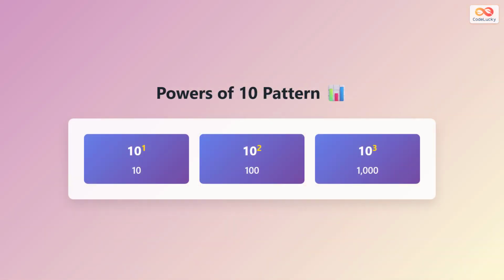Here's a pattern involving powers of 10. 10 to the power of 1 is 10. 10 to the power of 2 is 100. 10 to the power of 3 is 1000.